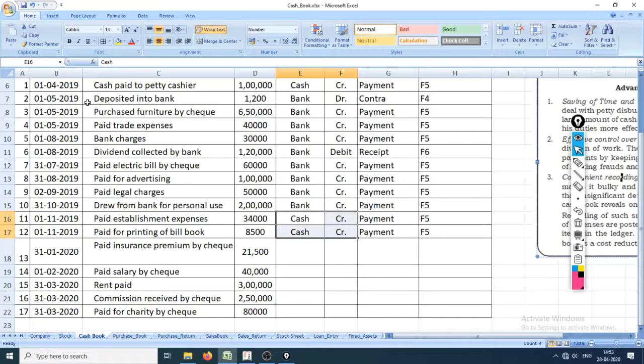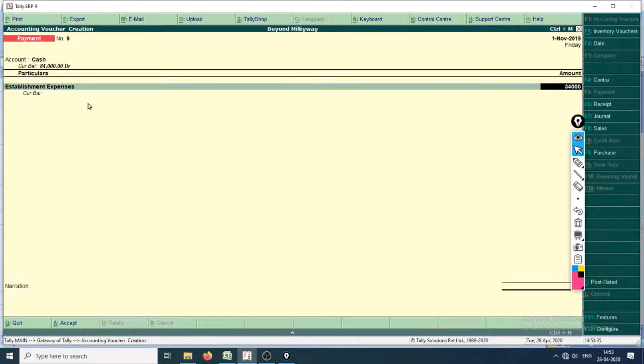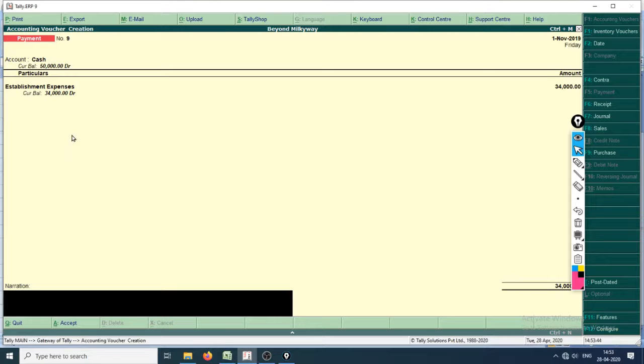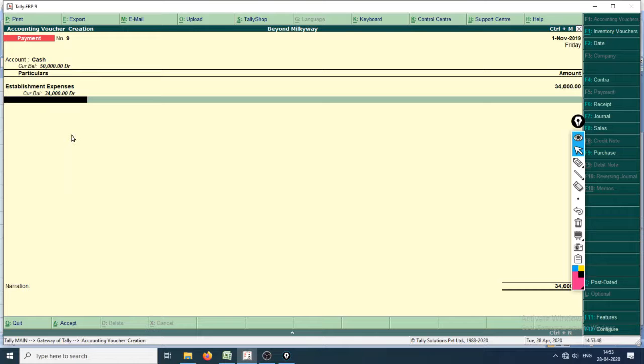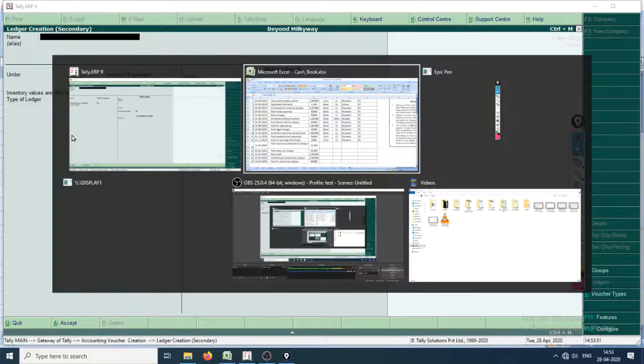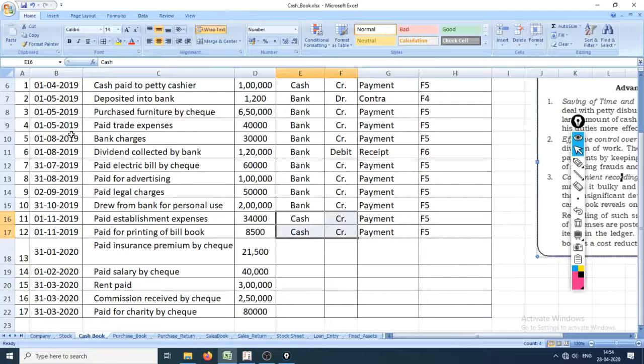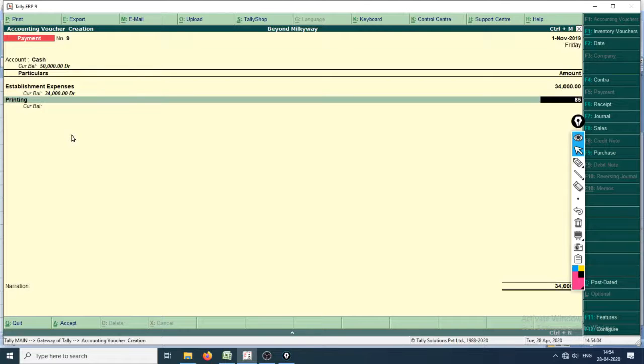The amount was 34,000, and, yeah, press. So it has opened this tab right here. If you would have pressed yes here, it would have taken you to the narration tab. If you don't press yes and press Alt C, it will ask you to create another account, that is printing, right? Indirect expense, one can only imagine, is 8,500.